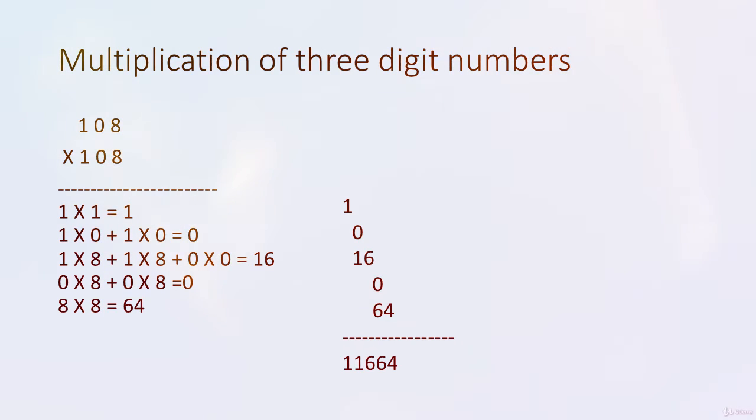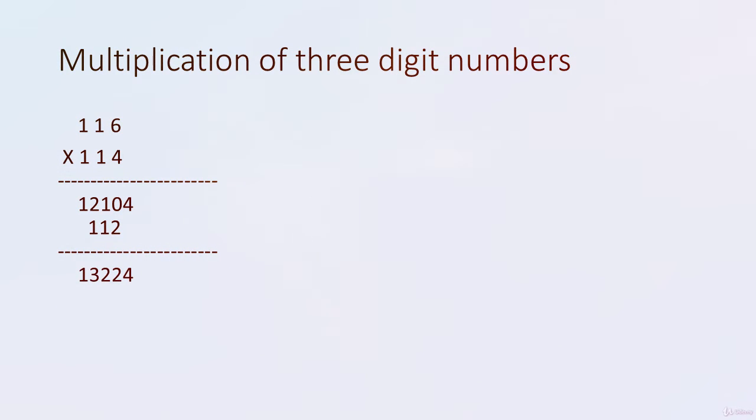We will carry forward 1, and carry forward 1 will get added to 0. Then again we will write down 1, and the first digit is 1. So our answer is 11664. Now we will take another example, that is 116 multiplied by 114.